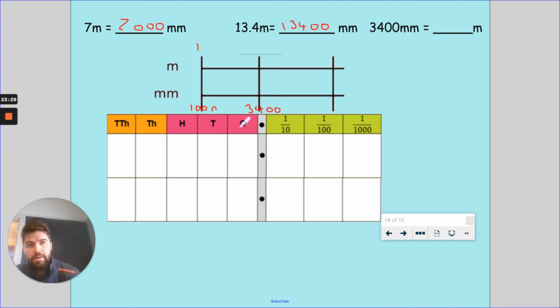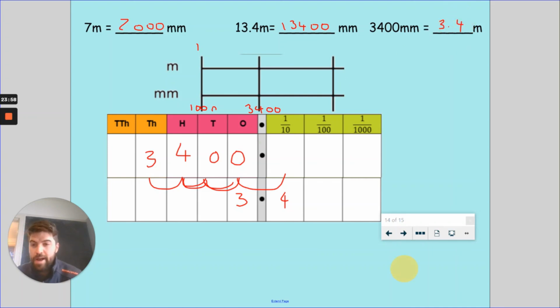So this one, we've got 3,400 millimetres. Let's put that one in, 3,400. And I'm going to move 3 columns getting smaller, 1, 2, 3. So the 1 is going to go in there. The 4 then, 1, 2, 3, it's going to be the other side of the decimal point in the tenths. And I don't need to move those zeros. So I've got my answer for that one as well, 3.4 metres.